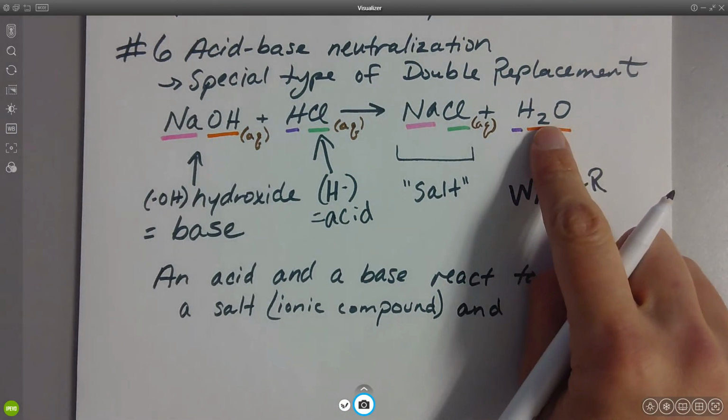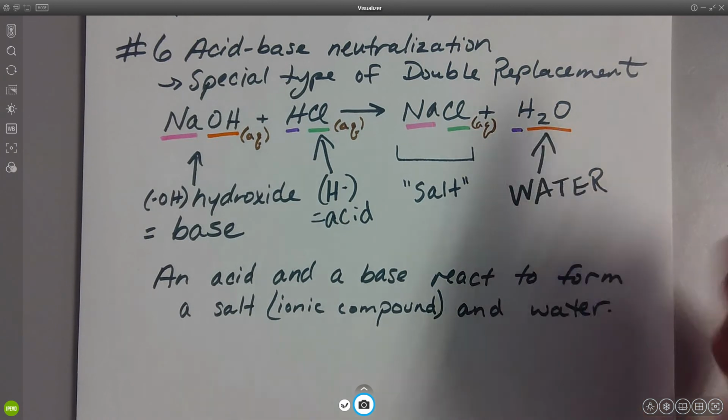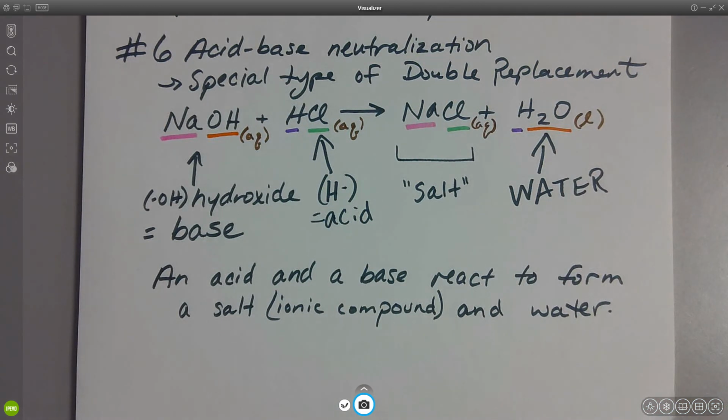And then what about this one? Can you have aqueous water? What does aqueous mean? Dissolved in water. So does it even make any sense to have aqueous water? That's like saying, can I have some macaroni and cheese mixed with my macaroni and cheese? Right? It's just silly. So this one is just a liquid. Make sense?